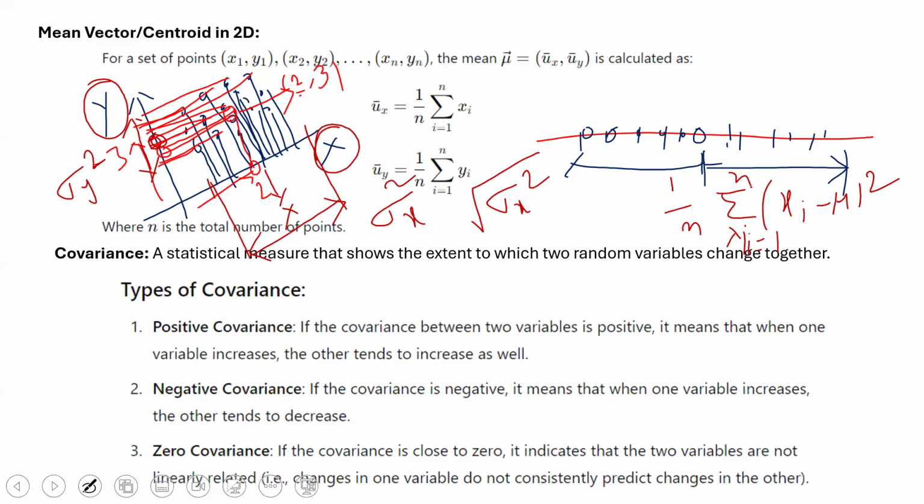And now how do we calculate the standard deviation? Applying square root to it. Square root to this. What is the difference between variance and standard deviation? Let's let others answer this. Ashwin, what is the difference between standard deviation and variance?